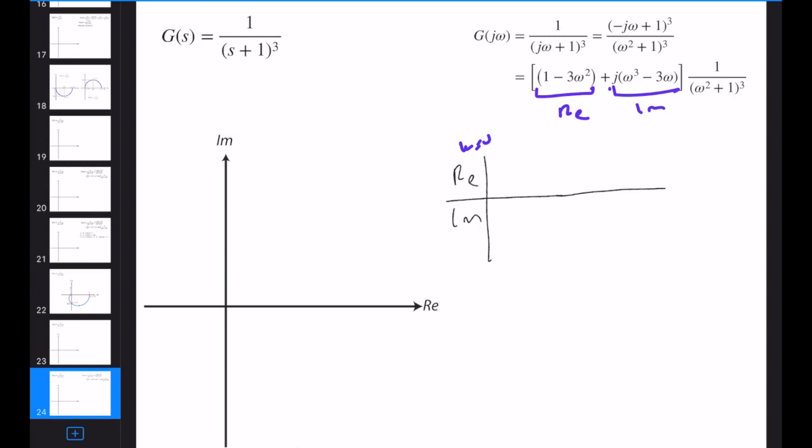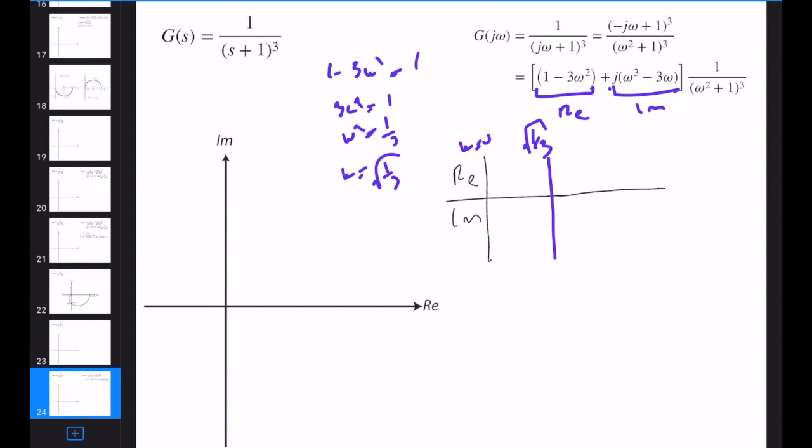So the real part changes its direction or sign when 1 minus 3 omega squared is equal to 0. It happens when 3 omega squared is equal to 1, omega squared is equal to 1 over 3, omega is equal to the square root of 1 over 3. So our second important point is 1 over root 3. And this is the change of the real axis.